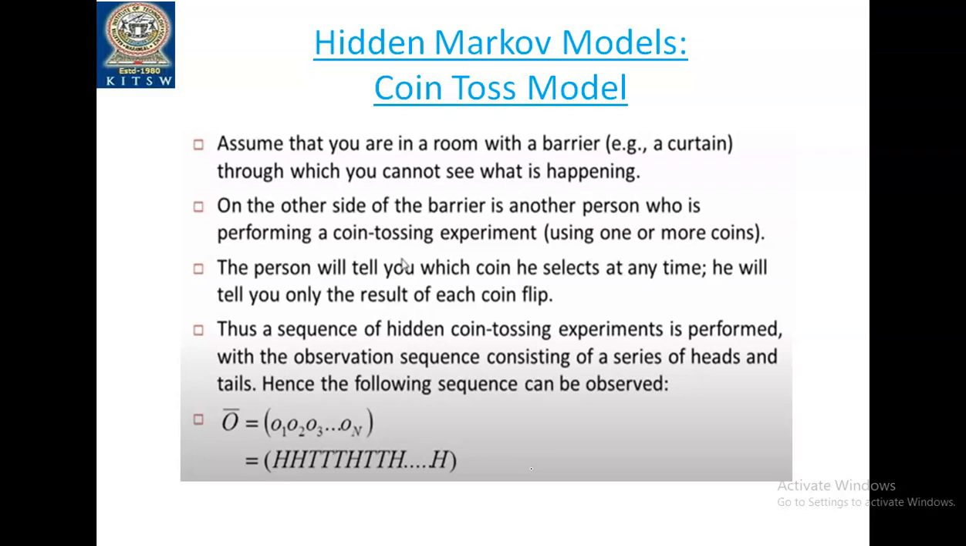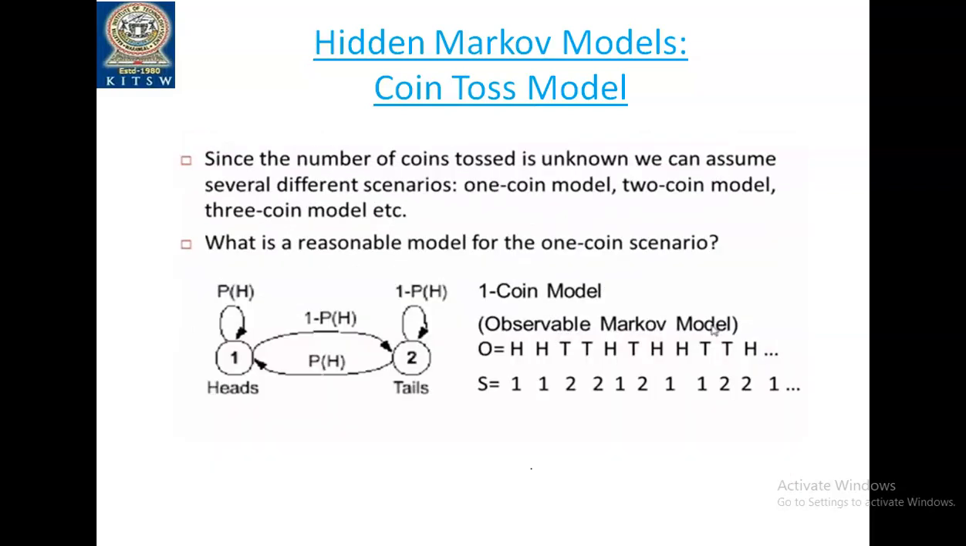Thus a sequence of hidden coin tossing experiments is performed, with the observation sequence consisting of a series of heads and tails. The following sequence can be observed. As an example, this is a sequence we have got after the coin flips performed by your friend. Now, since the number of coins tossed is unknown, we can assume several different scenarios. The first scenario is a 1 coin model, the second a 2 coin model, the third a 3 coin model, and so on. But what is a reasonable model for the 1 coin scenario that we can see in this slide?